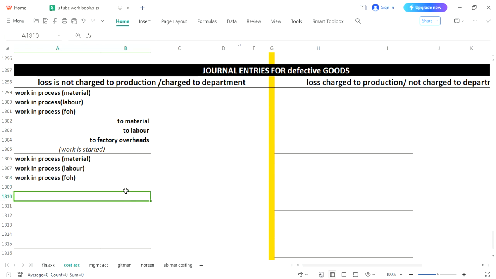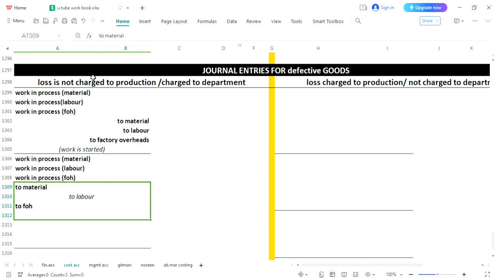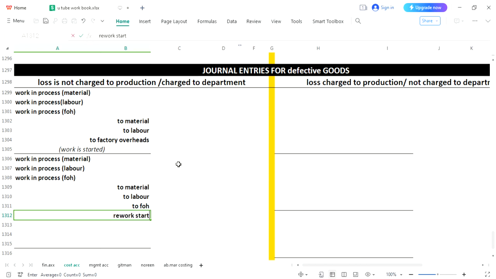And as in the first entry, we will be using materials. Material will go out. Labor will be used and FH will also be used. Let's settle them as we have changed the position of these entries. So you need to put them on the credit side. Okay, this is your second journal entry, and what we will say: rework started upon defective goods. These are total goods, and at the second entry you will see your defective goods rework.